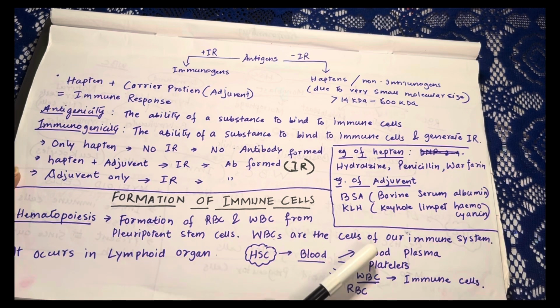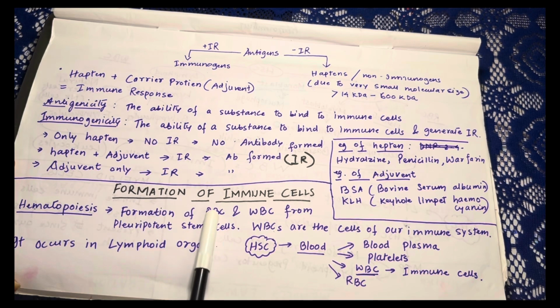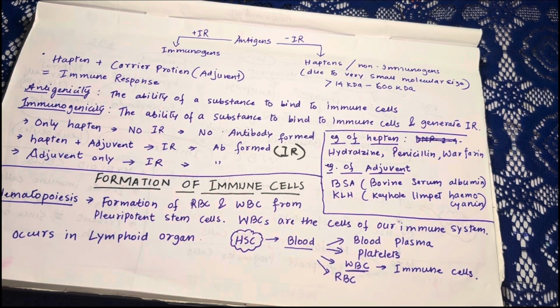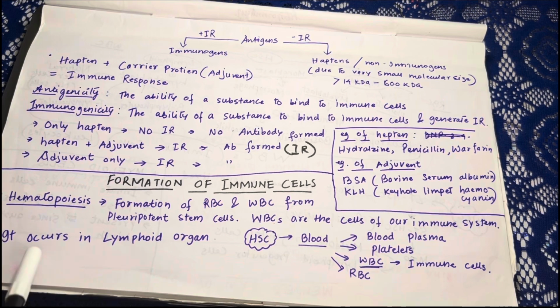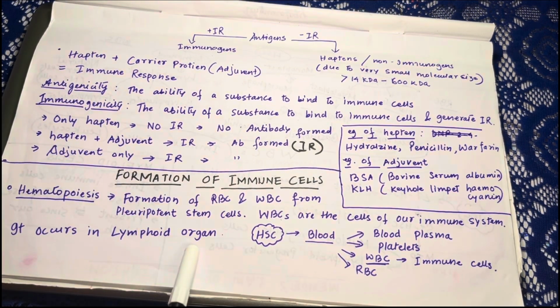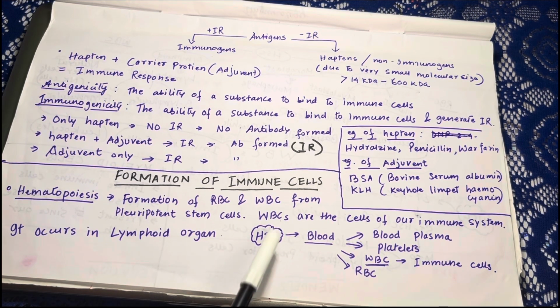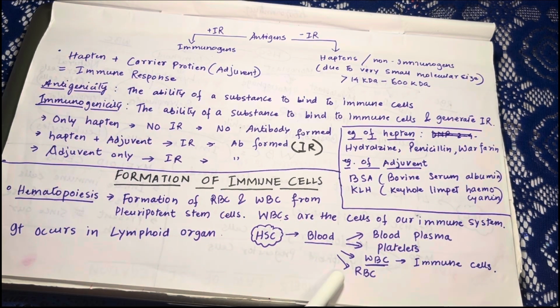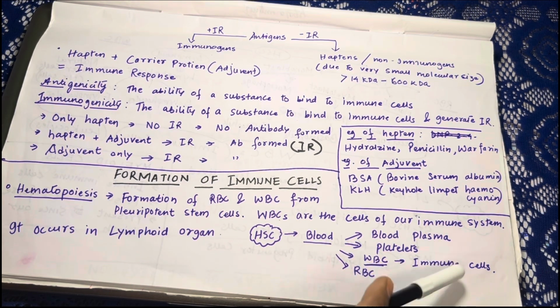Formation of immune cells. How are our immune cells formed? There is a process called hematopoiesis, which is the formation of red blood cells and white blood cells. Finally, WBCs are the cells of our immune system. So the cells that we study in our immune system are WBCs, white blood cells. This process occurs in lymphoid organs. Hematopoietic stem cells give rise to blood, different types of blood plasma, platelets, WBC, RBC, and WBC is our main focus area because these are the cells of the immune system.